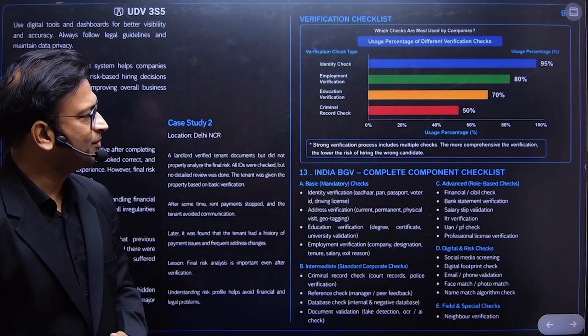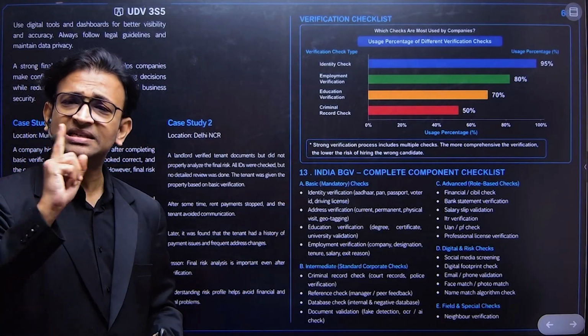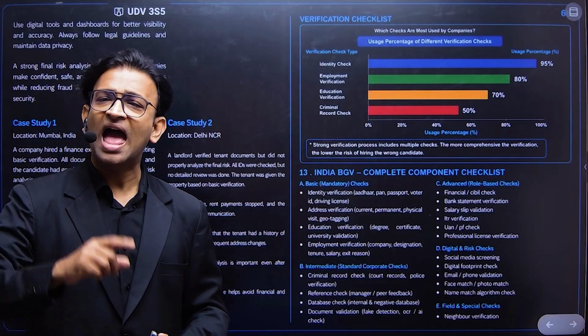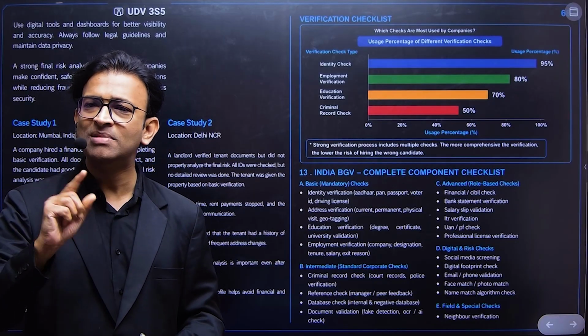India BGV complete component checklist. Basic mandatory checks, which means these checks have to be done. They are compulsory. You cannot avoid or miss them at all.